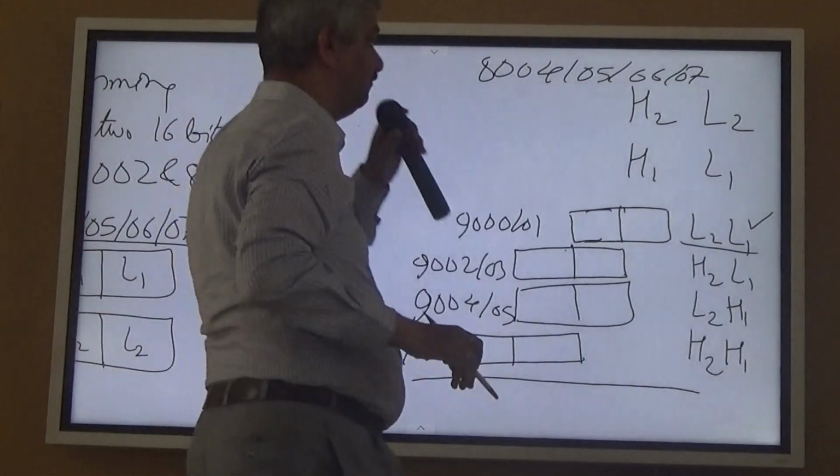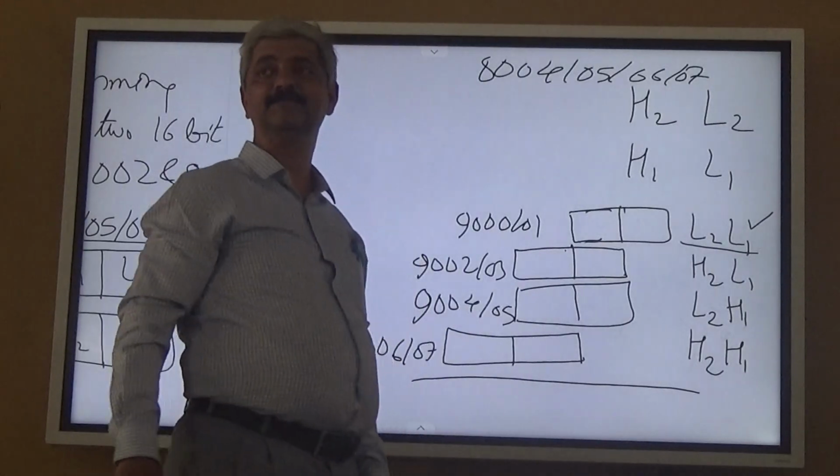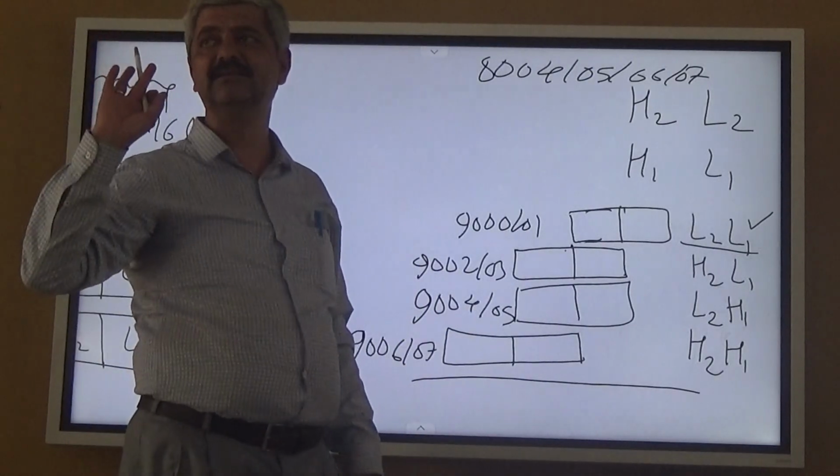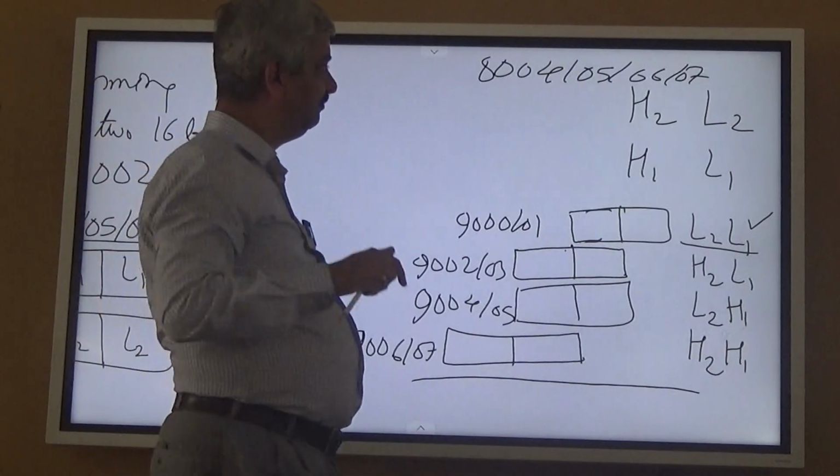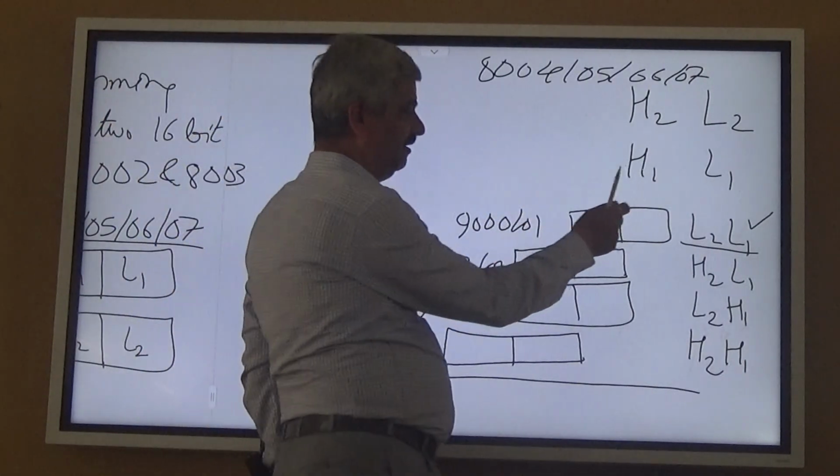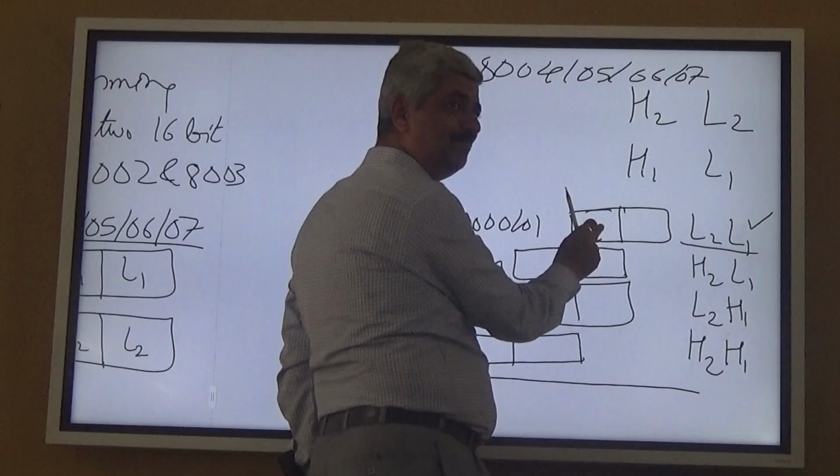So what will we do first? First instruction, what will you do? First and very simple. This partial product lower byte is lower byte of the result.